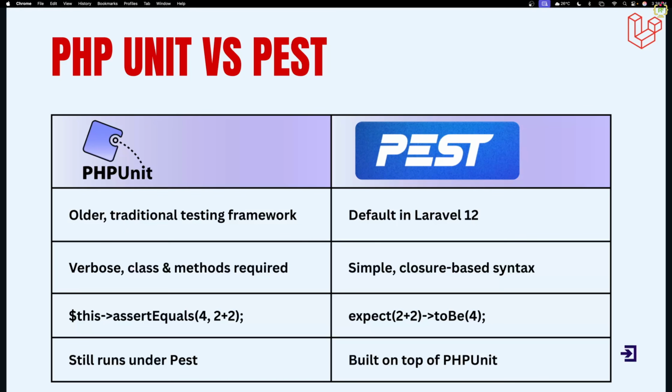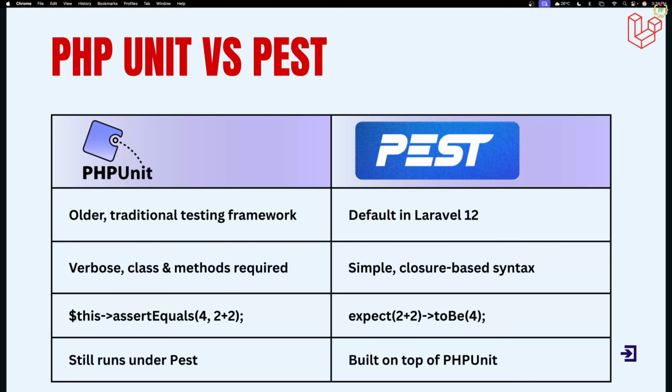Now, if you look at this comparison table, PHPUnit requires you to create test classes and methods and then use assertion methods like $this->assertEquals. But on the other hand, Pest replaces that syntax with a modern minimal syntax, which is the expect function, in which we pass the input, followed by the toBe function that will check the result, which is so much easier to read and write.